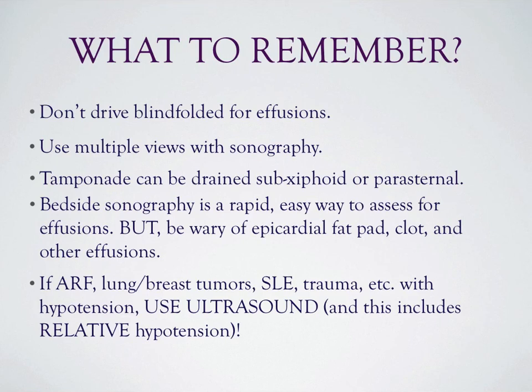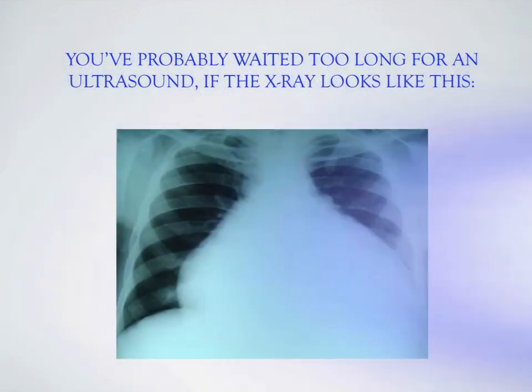And most importantly, don't forget to use this for relative hypotension. So if a patient comes in, for example, with a breast tumor and is 75 years old with a blood pressure of 110/70 and shortness of breath, when's the last time someone that age presented with that blood pressure? Think this may be relative hypotension and this patient's blood pressure might be higher. Do the ultrasound. And lastly, if you've probably waited too long for an ultrasound, if the x-ray looks like this.